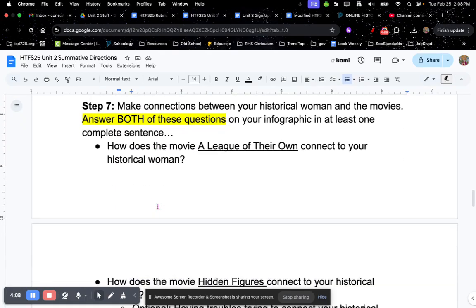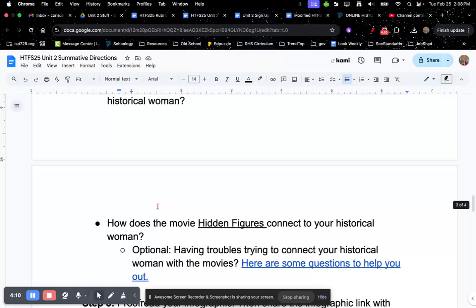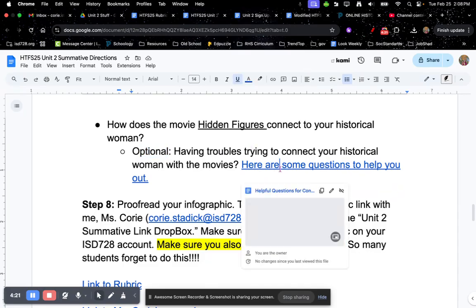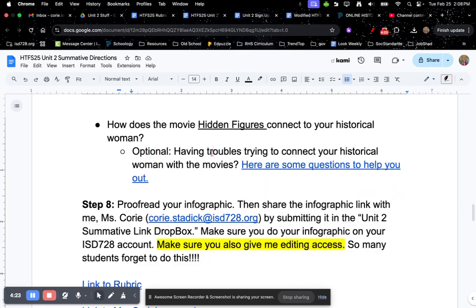How does the movie A League of Their Own connect to your historical woman? And how does the movie Hidden Figures connect to your historical woman? This is again optional, but if you're having trouble connecting your historical woman with the movies, here are some guiding questions that may help you out.